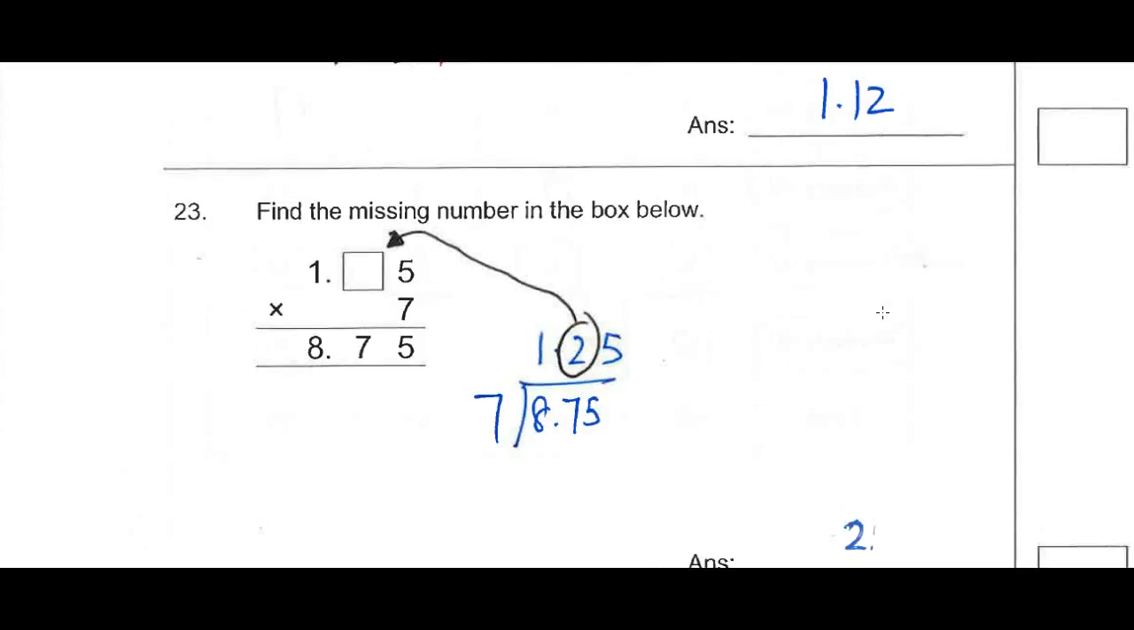Next, find the missing number in the box. If you times something, you get, now watch out for this, many of you missed out this decimal point, 1 point something 5 times 7 is 8.75. So all you have to do is take 8.75 divided by 7. You get 1.25. The answer is 2, right? Some of you wrote down 1.25. That is not the answer we want. We want the digit at the tenths place, so it is 2.